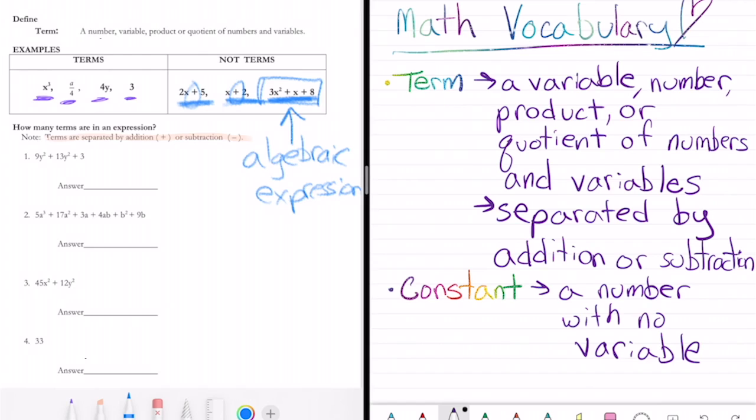So let's take a look at number 1. It says 9y squared plus 13y squared plus 3. How many terms are in this expression? Awesome, there's 3. What about the next one? That's kind of really long. I'm going to wait for someone to shout it out. Shout it out. Yeah, you got it. Woohoo, let's write 6. What about the next one? 2. And number 4? 1. Awesome. So, we got a little grasp on terms.